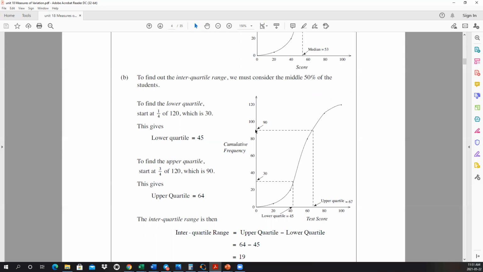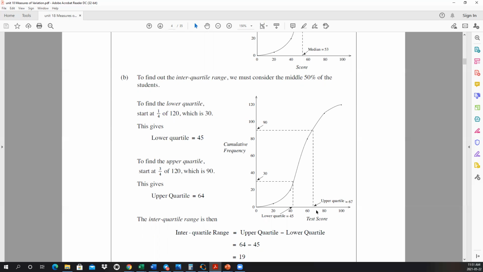So this 90, you're going to go across to the curve and come down. That is the upper quartile. If this was 100 students instead of 120, then instead of 90 right there, you would be at 75, because the top 25% would start from 75, and the bottom 25% would start at 25. But what we have here is 120, so we'll work with that.